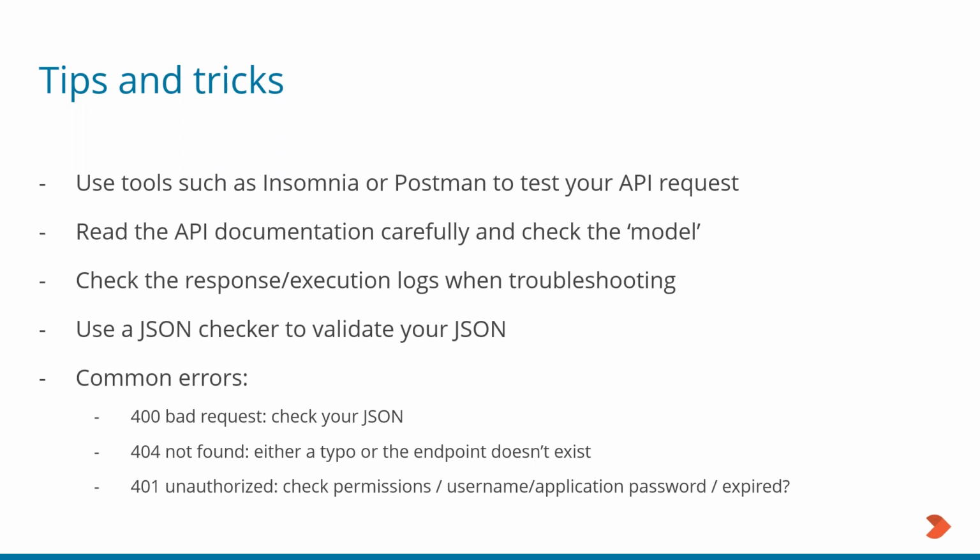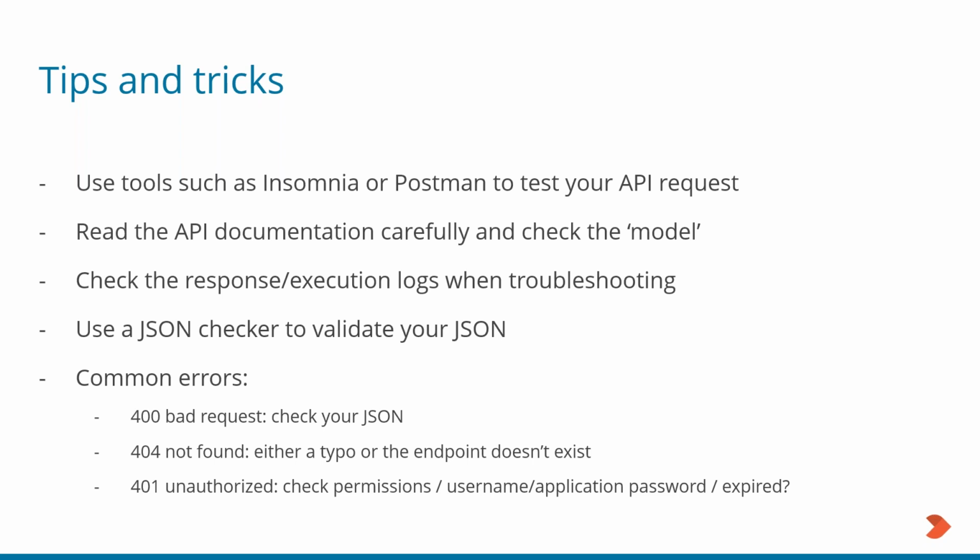It goes without saying that you should always check the response and execution logs when troubleshooting, and you can use a JSON checker to validate your JSON as well. This is specifically useful when you're using the action sequences, because there's no JSON validator in our action sequences. So if there's a specific error, for instance, the 400 bad request, then it might be good to validate your JSON on an online validator, for instance, or copy and paste it to Insomnia to make sure that at least your JSON is correct.